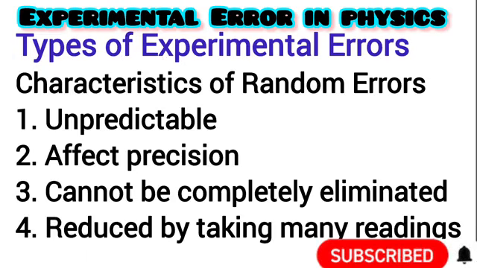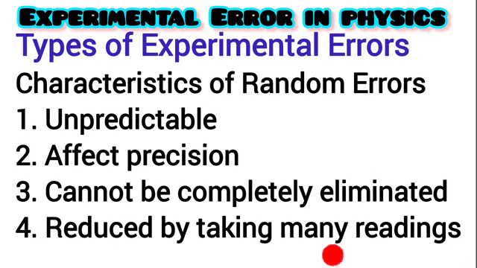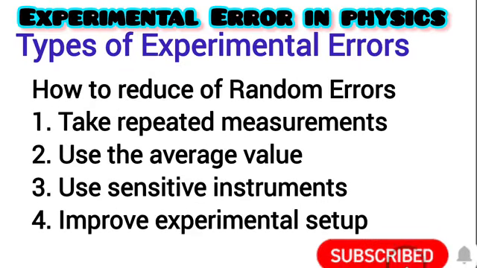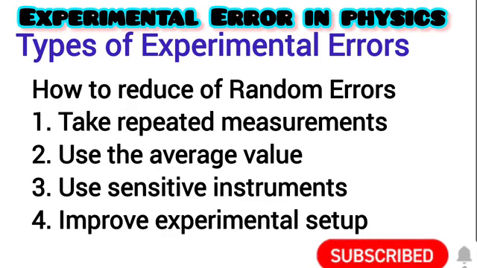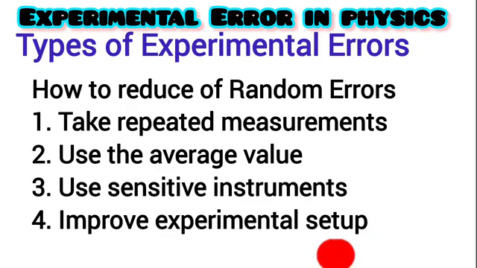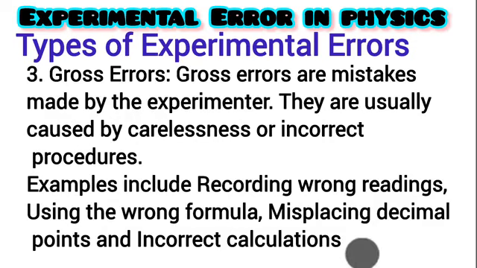Number one is that they are unpredictable. Number two, they affect precision and cannot be completely eliminated. However, they can be reduced by taking many readings. How do you reduce random error? As I said earlier, it is reduced by taking repeated or many readings, using the average value, using sensitive instruments, and improving experimental setup.